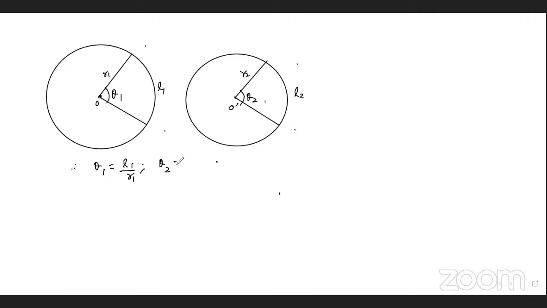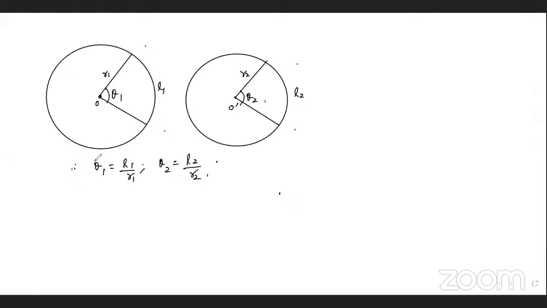Let's say we have two circles with different radii. This is center O, this is center O dash, and this is the arc here, and this is the arc here too. This is length L1, this is L2, this is R1, this is theta 1 obviously, and this is R2, theta 2 obviously. So you know that theta 1 will be equal to L1 upon R1 and theta 2 is L2 upon R2. You know this relation.